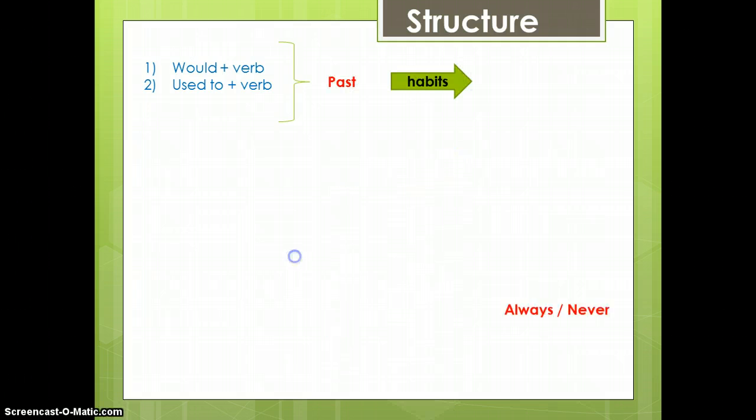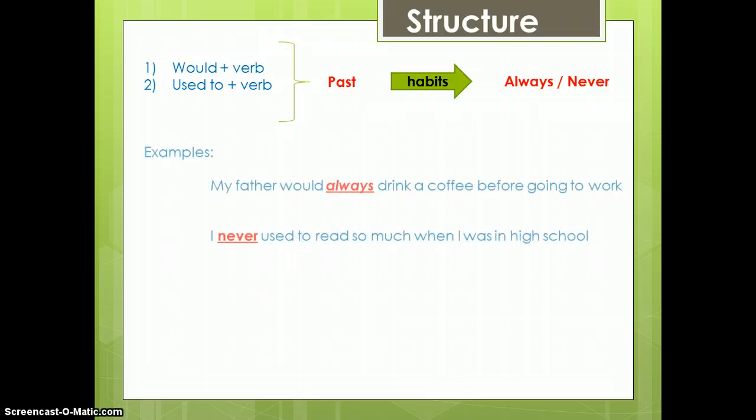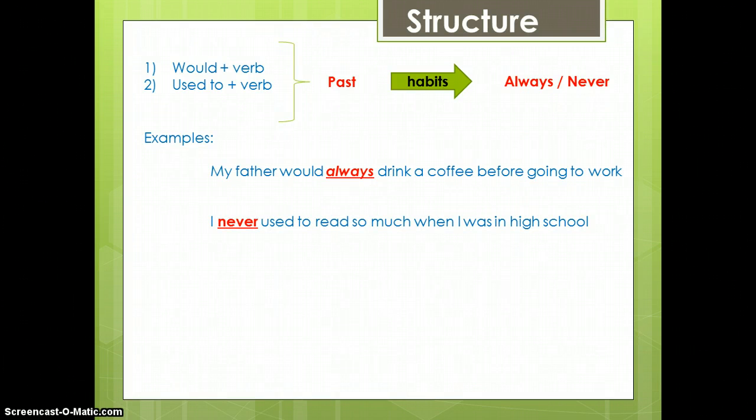Okay, let's talk about the form of this structure. When we use would plus verb or used to plus verb, these 2 structures are used to talk about past habits in combination with always and never. Here we have a couple of examples. You can see the use of the adverbs of frequency always and never.